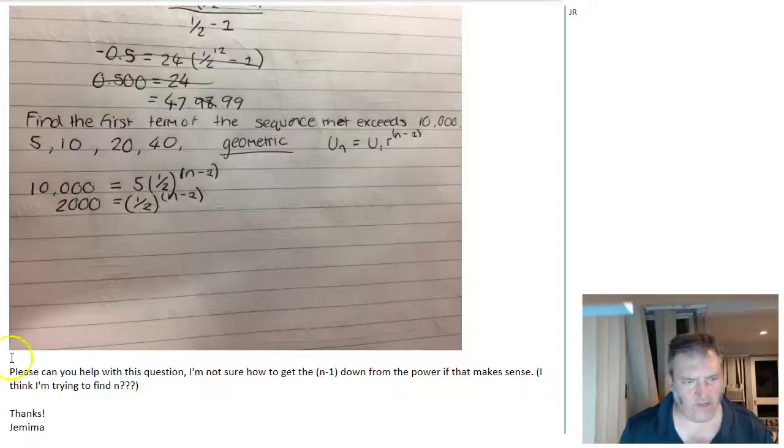All right, so a great question here from Jemima. Find the first term of the sequence that exceeds 10,000. And so we go ahead and try to figure out the general term. We use this rule, u_n equals u_1 r to the power of n minus 1, and we come up with this formula.